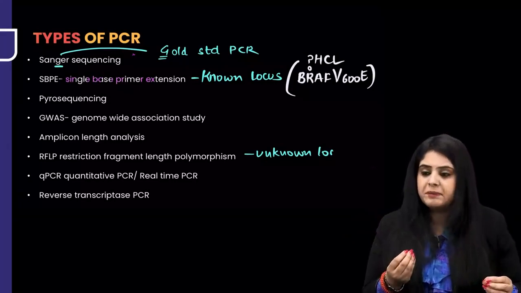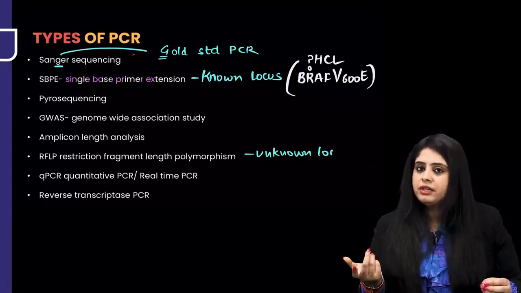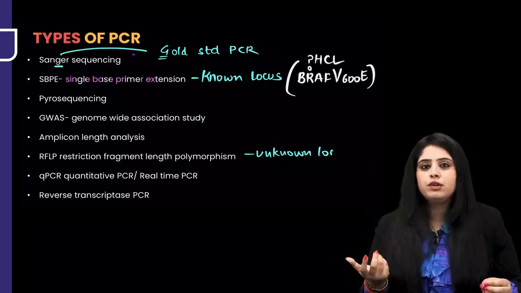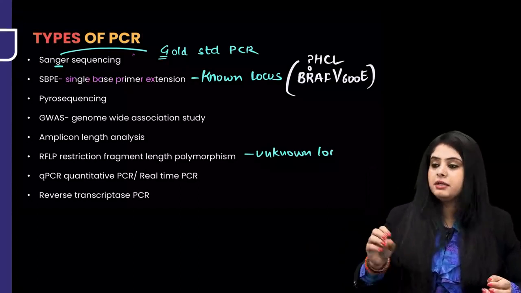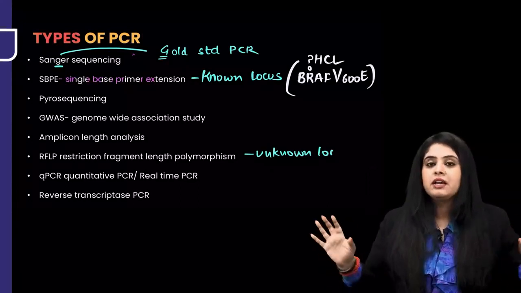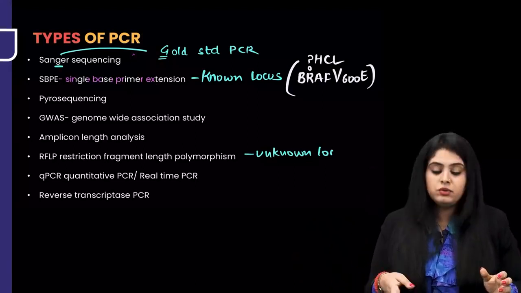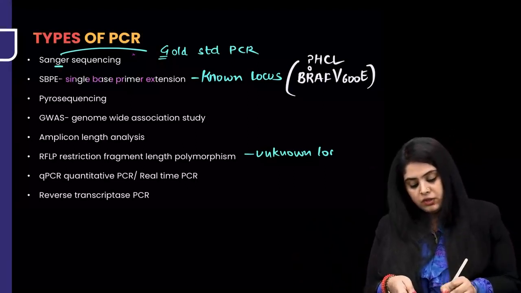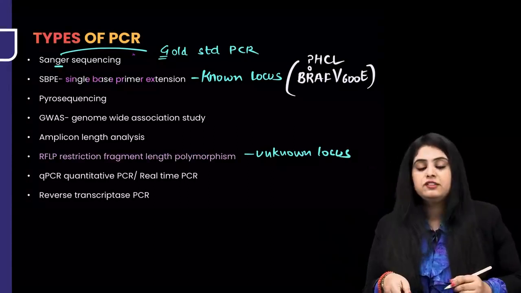Let me give you an example. I say that, in this family, I don't know whether an autosomal dominant disorder or an autosomal recessive disorder is going on. I have no idea what is going on in this family. So you will have to now find out. Here is the father, here is the mother, here is the child. Now find out: take up everyone's genetics and find out what is going on in their family. So what will you do? For a totally unknown locus, you're going to do RFLP. Let's move on to the next.